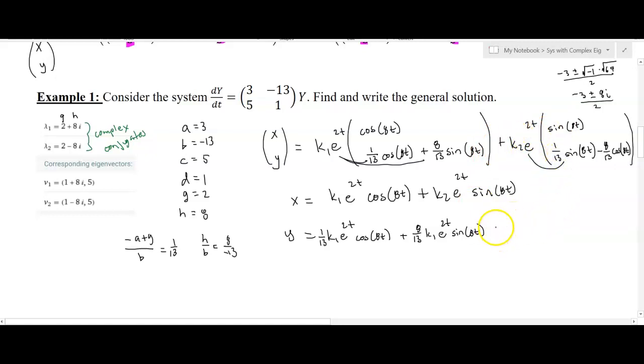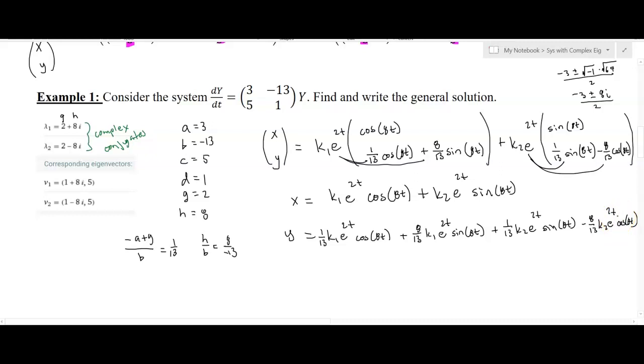the 1/13th sine 8t. So 1/13th k2 e to the 2t sine 8t, and then distribute it to the minus 8/13th cosine 8t, which would be minus 8/13 k2 e to the 2t cosine 8t. And that's the full-blown solution.